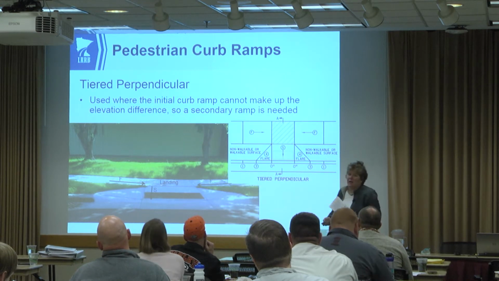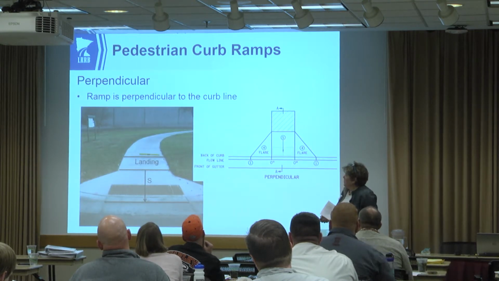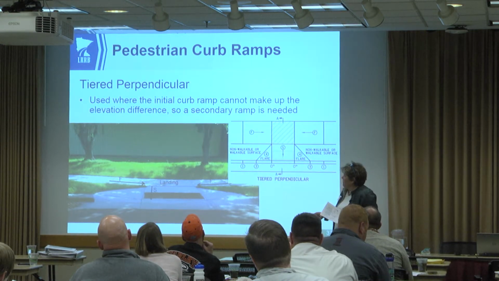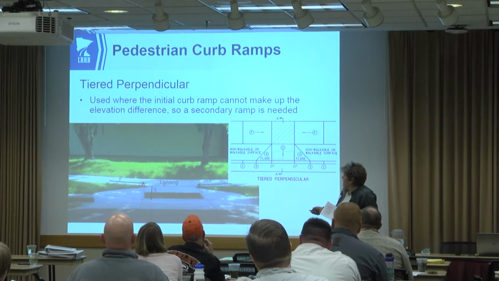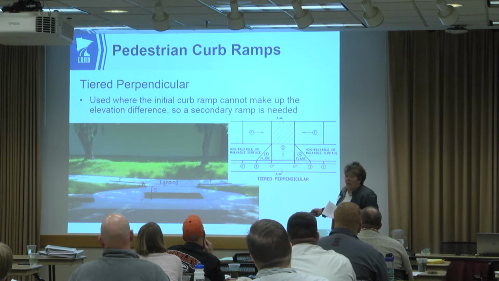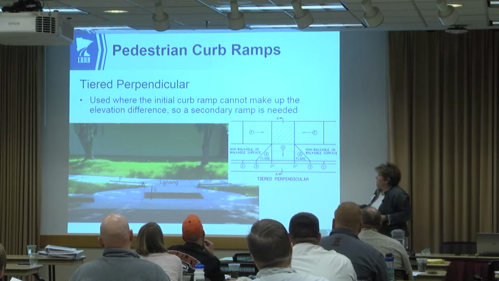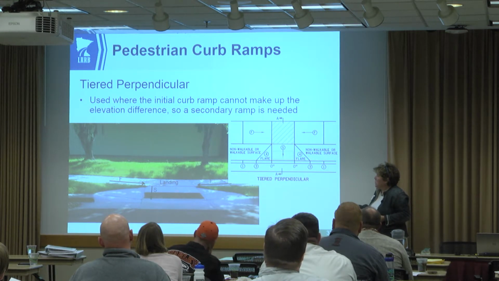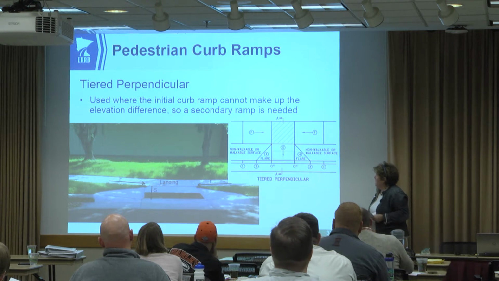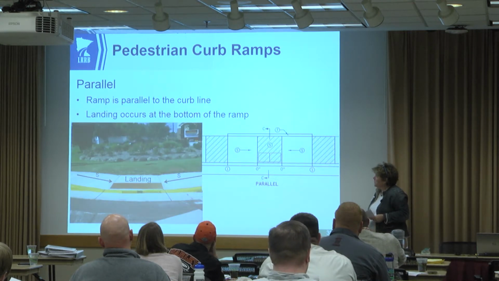Tiered perpendicular, again, this looks just like a perpendicular, except now it goes in this direction, and this is an example of where we have a boulevard. Here we have a flare. This would be considered a non-walkable flare at a 1 to 6. We have a change in direction, so regardless of any of these slopes, we're going to require a landing at the top.